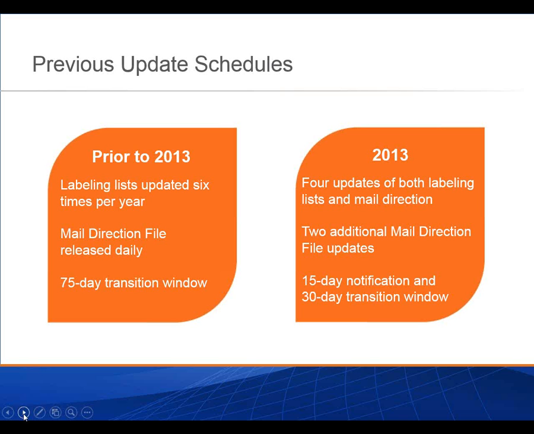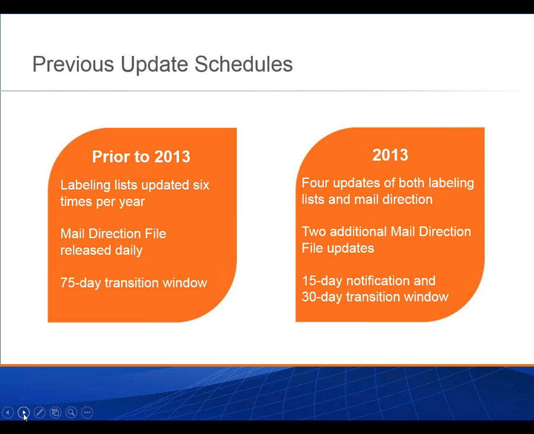With those label list updates, as soon as the Postal Service published the data, which would usually show up in a postal bulletin notice, it would be effective immediately, which means you could start using it for live mailings immediately. And then there was also a 75-day transition window, and at the end of the window, you needed updated label list information for all your mailings that you were submitting to the Postal Service.